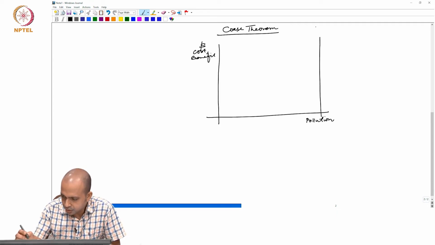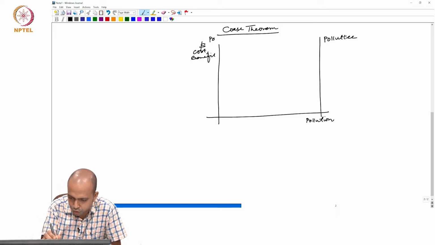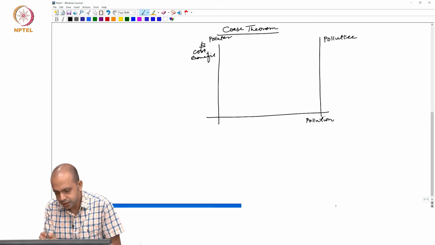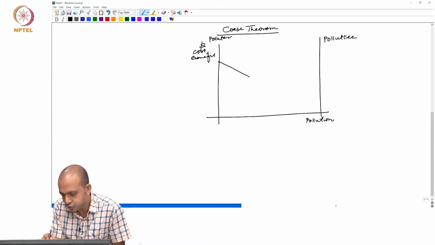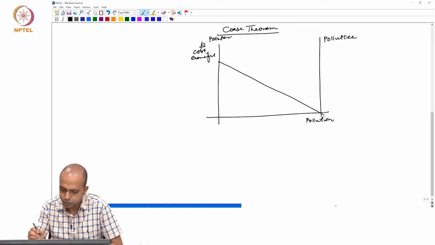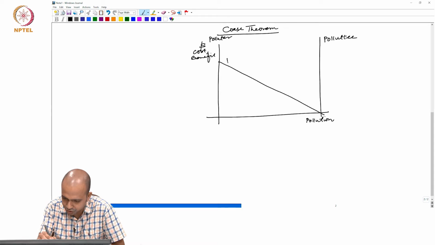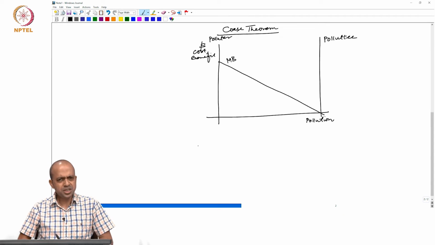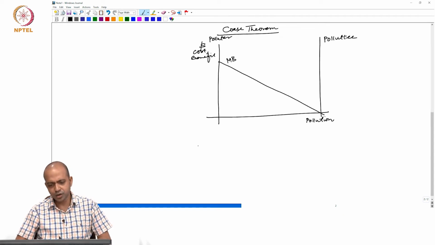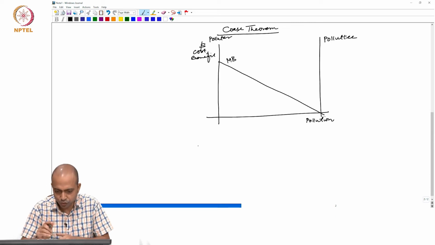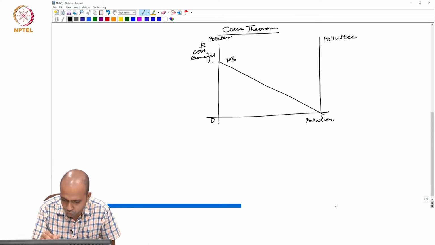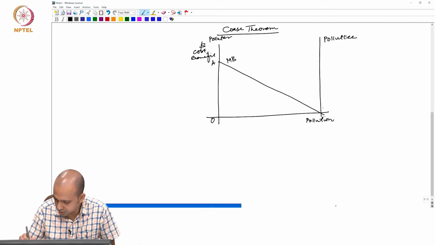So, this axis is given for the pollutee, this axis is given for the polluter. Let us say that this is the marginal benefit of pollution. So, this is MB curve, this is the marginal benefit of pollution. Now, you may ask, what is the benefit of pollution, and that too marginal benefit of pollution. Let us say I will give you different names O, A, and let us say this is point B.